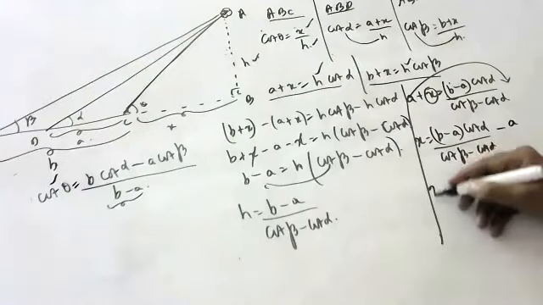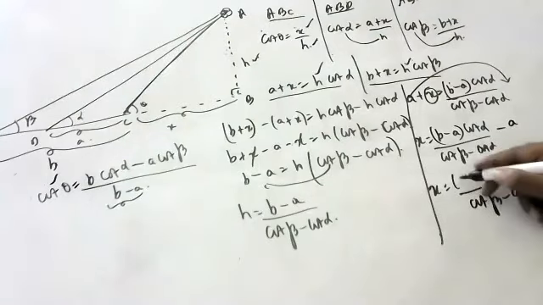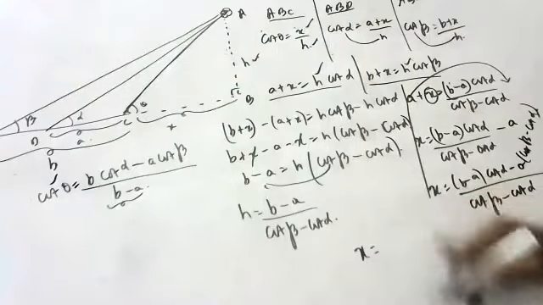A. X is equal to, what is LCM? Cot beta minus cot alpha. This is one time. One time is B minus A cot alpha minus A into cot beta minus cot alpha. Here I'm writing A into cot beta minus cot alpha. Now X is equal to, what is X?